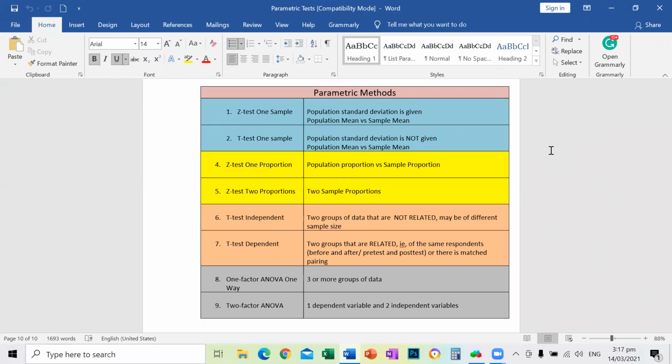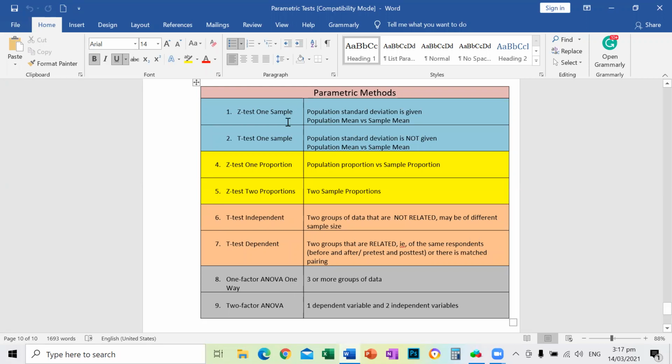You have the Z-test, T-test, and F-test. Under Z-test, we have 3 cases: the Z-test one sample, Z-test one proportion, and Z-test two proportions. Under T-test, we have T-test one sample, T-test independent, and T-test dependent. Under F-test or analysis of variance, we actually have 3. One is one-factor ANOVA, one-way. Another is one-factor ANOVA two-way, which is not included here, and two-factor ANOVA.